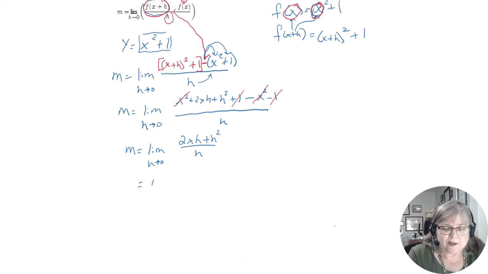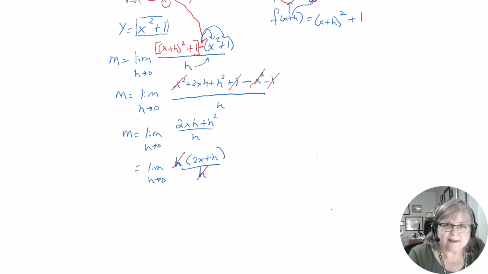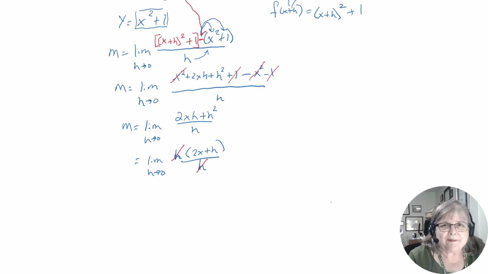There's an h in common in the top, so we're going to factor that out. And then this h cancels out that h, which gives you memories. I don't know if they're good memories or bad memories, but it gives you memories of limits and transforming them. All right, and then we'd have the limit as h goes to 0 of 2x plus h.